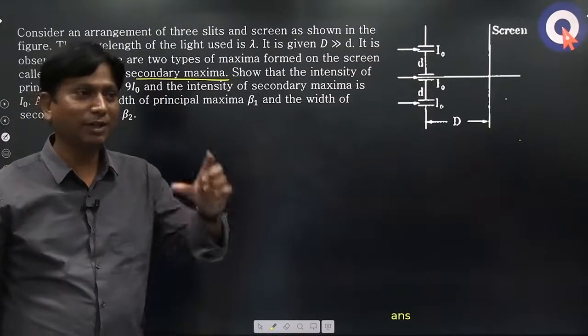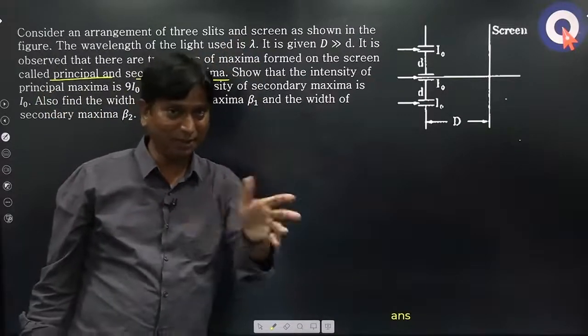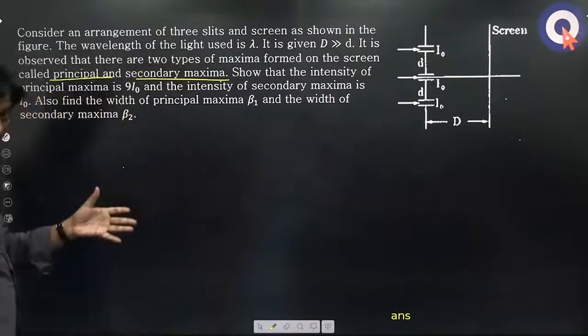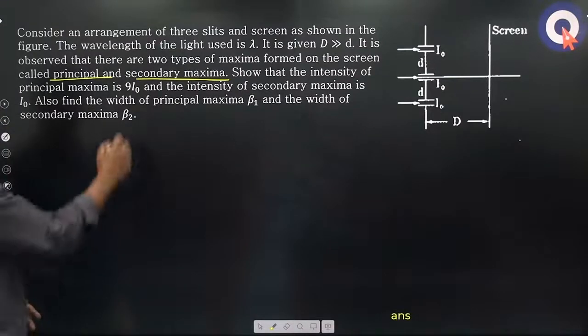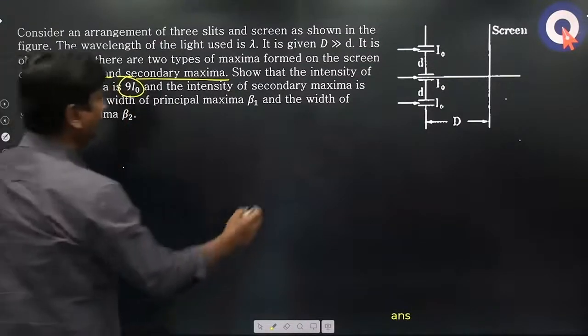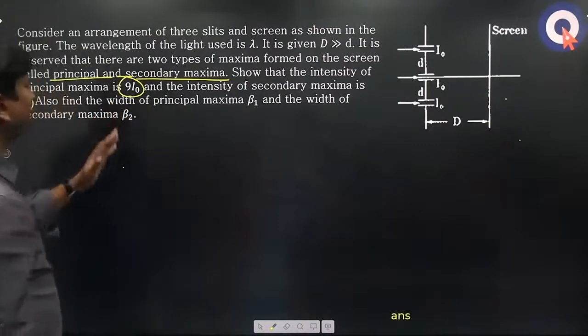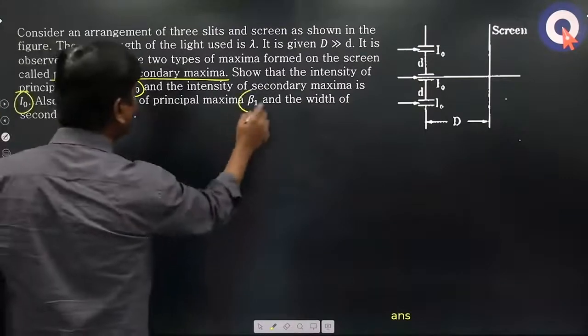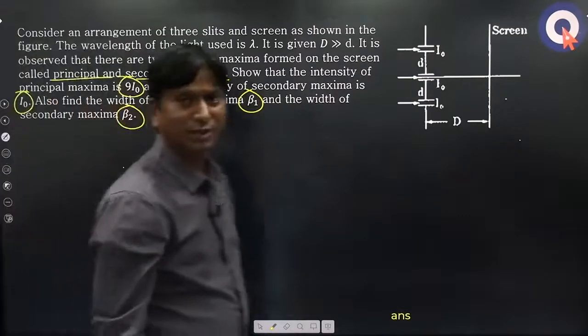Which is nothing but central maxima, principal maxima. After that, the maxima will have less intensity compared to the central maxima, right? So the intensity of the principal maxima is 9 I naught, okay, and the intensity of the secondary maxima is I naught. This we have to show, and also find the width of the principal maxima beta 1, and also the width of the secondary maxima beta 2. These two also let us try to make it.